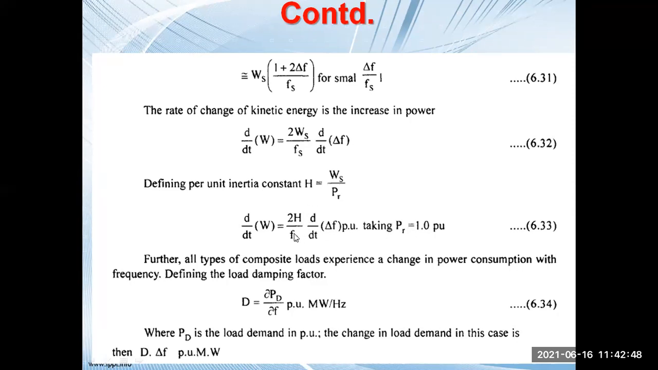So now you see, we are defining that there are composite loads. They will also experience a change in the power consumption with respect to the frequency. So the damping factor D is defined as delta PD by delta F, where PD is the load demand and F is the frequency. So delta PD by delta F is basically the rate of change of the load with respect to the frequency. So the differential change in the load will be D into delta F.